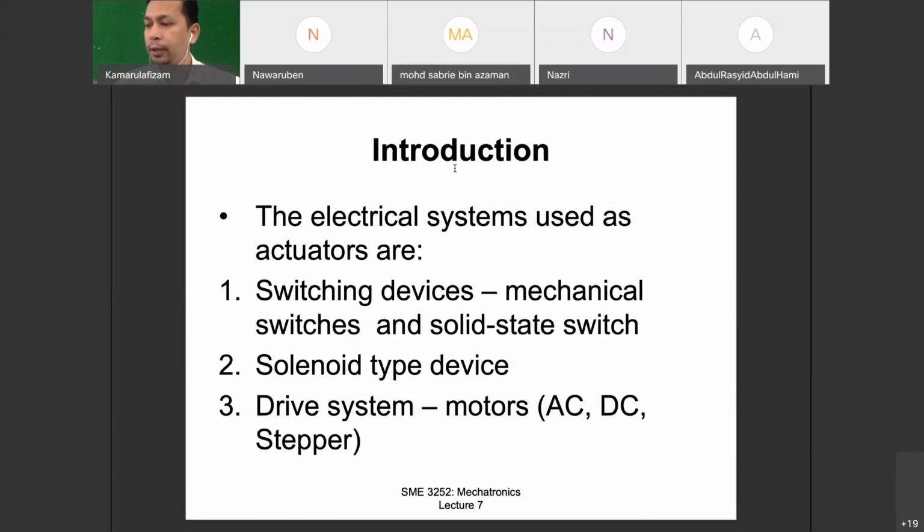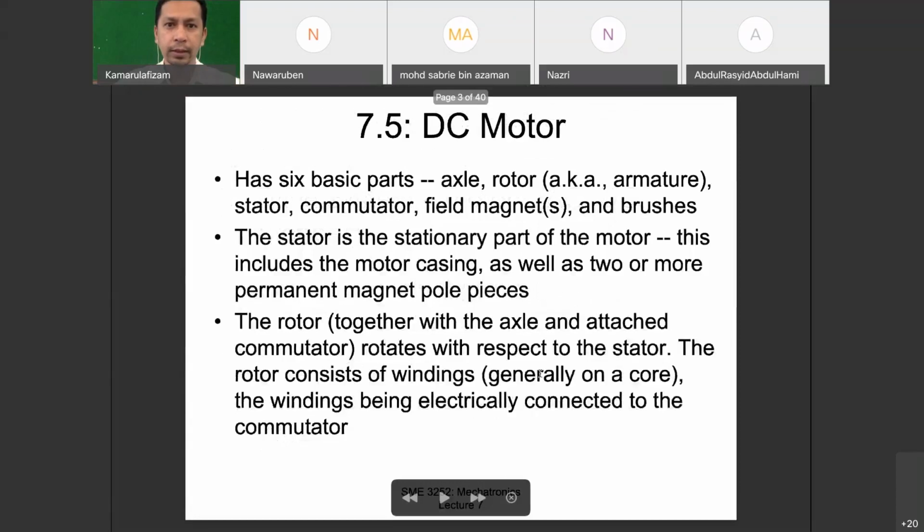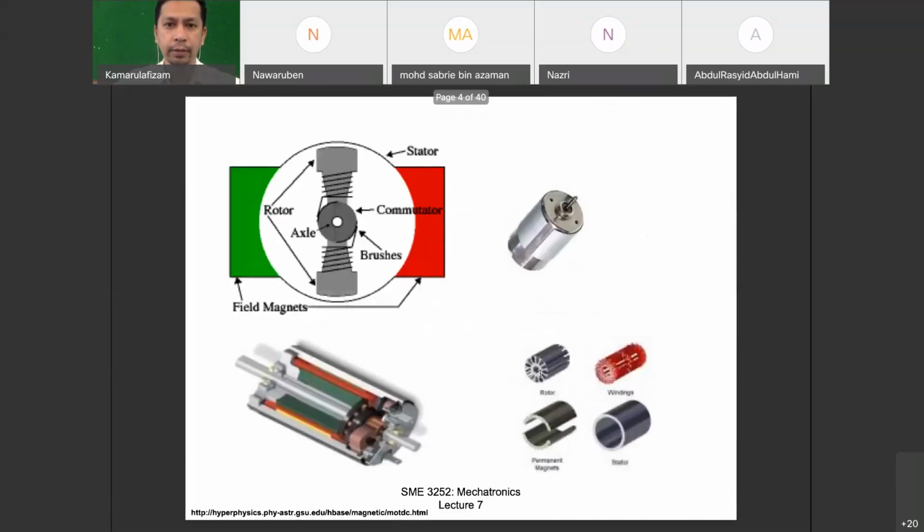And then we looked at solenoid as well. Then we have seen how solenoid works together with the valve system. Now the last electrical actuator is the motor. Alright. We have AC, DC and stepper. The DC motor basic principle is like this.